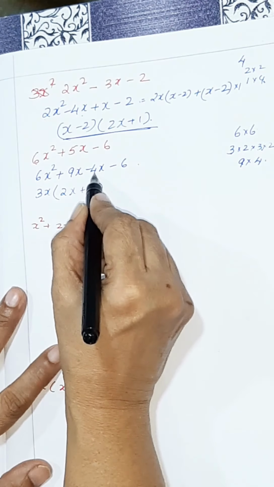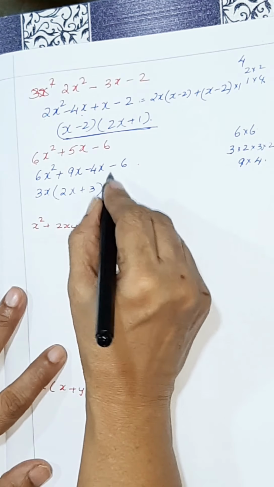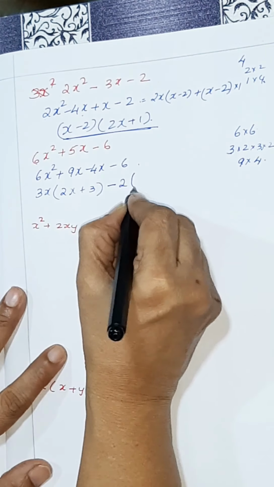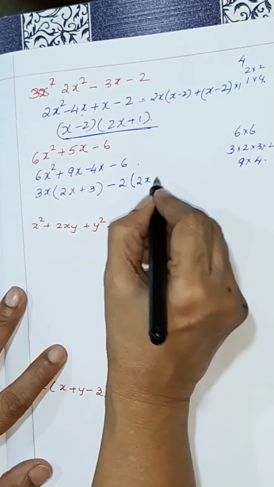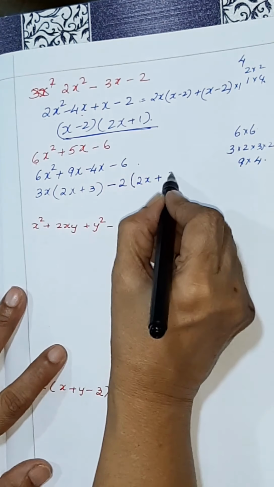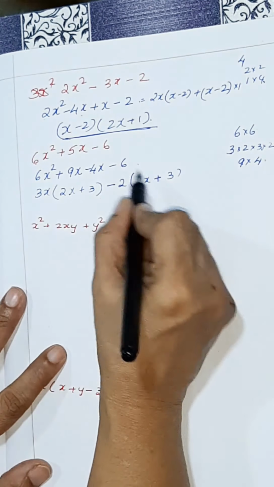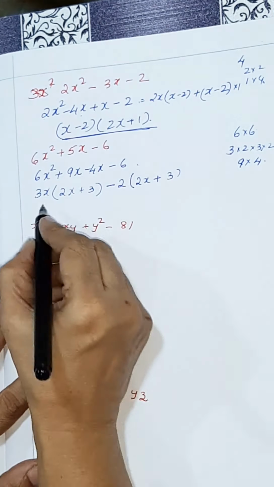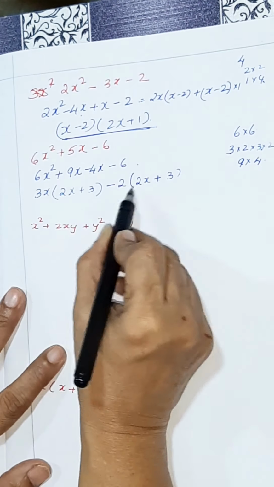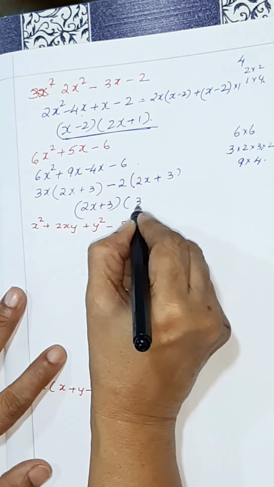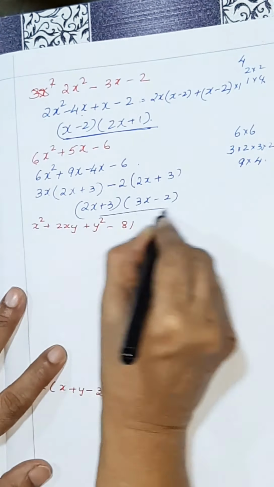Now here, 4x and 6, we will take minus 2 as the common factor. You are left with 2x, then it will be plus 3, because this is minus and we have taken minus out. So minus into plus, minus. So now 2x plus 3 is common, into 3x minus 2.